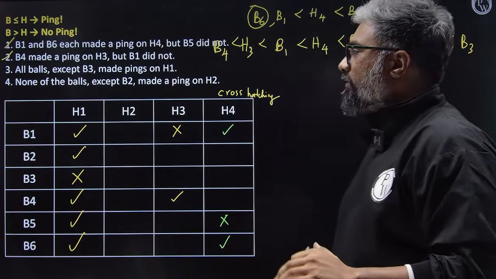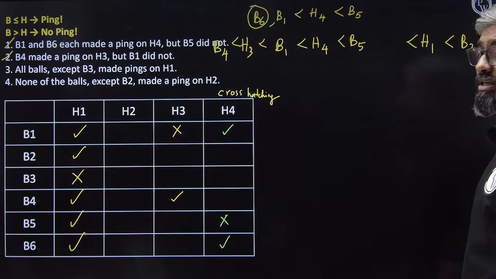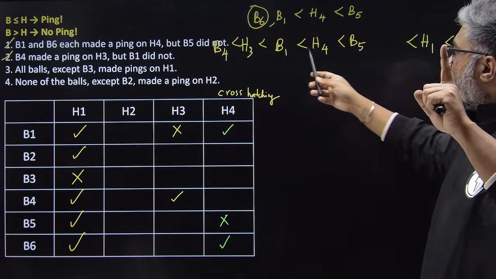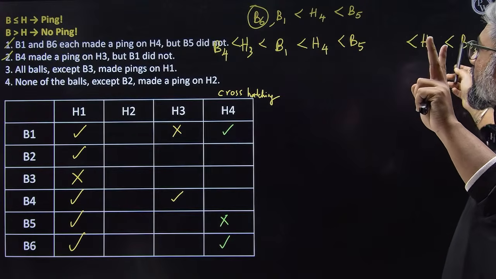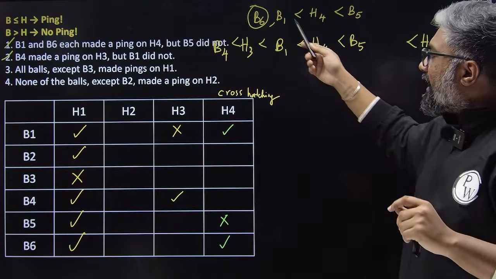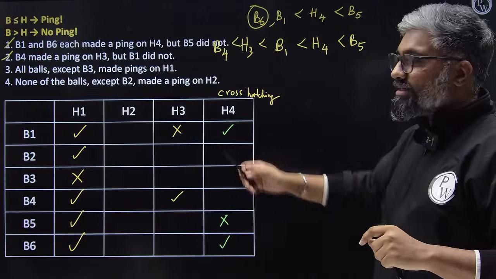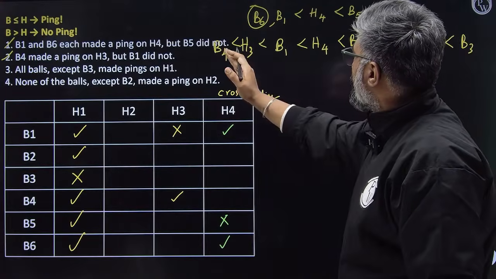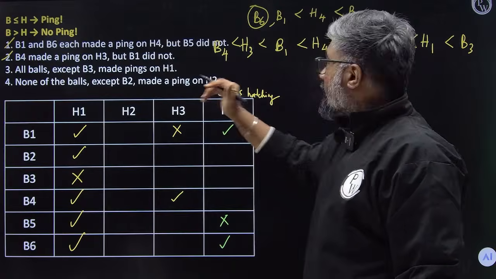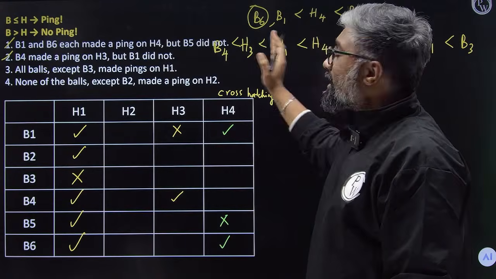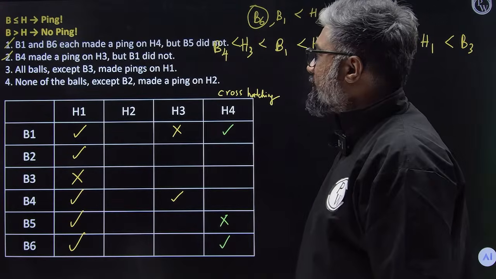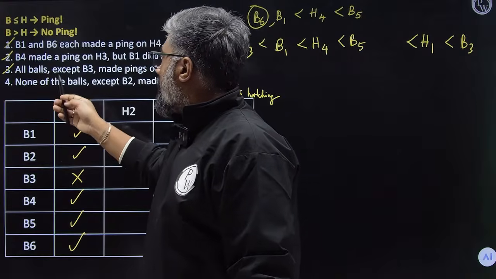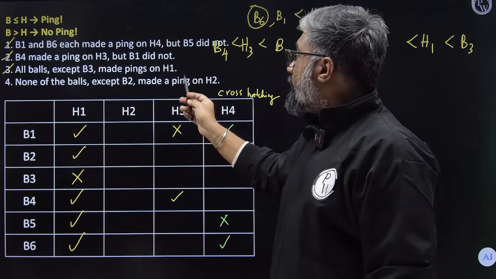Okay? Yes. Cool. So how many balls have we already placed? I am done with B1. I am done with B3, B4, B5. I can place B6 somewhere. Where will B6 come? B6 also made a ping. So B6 is somewhere here. B6 is somewhere here, correct? B6 is smaller than H4, somewhere here only. I'll place B6 later.